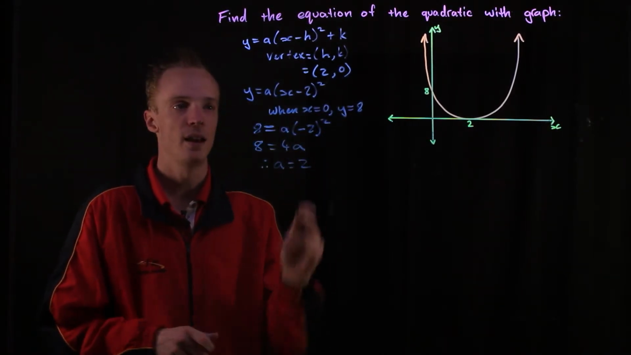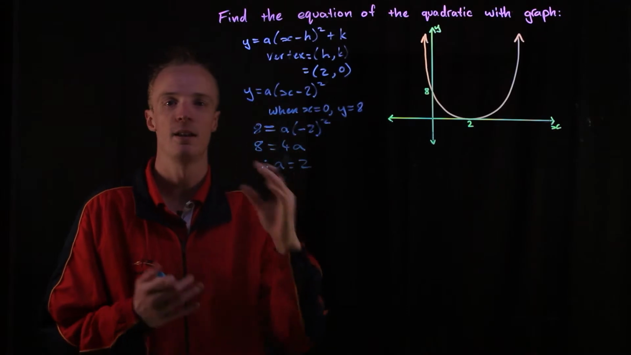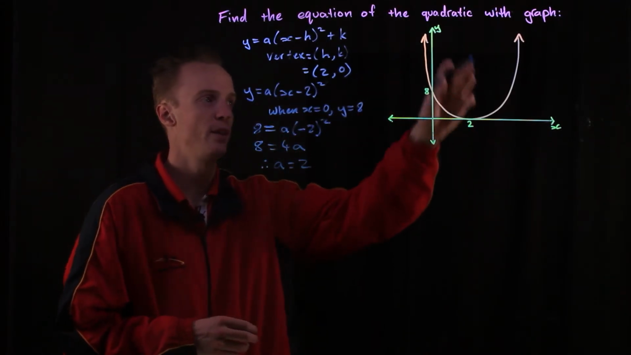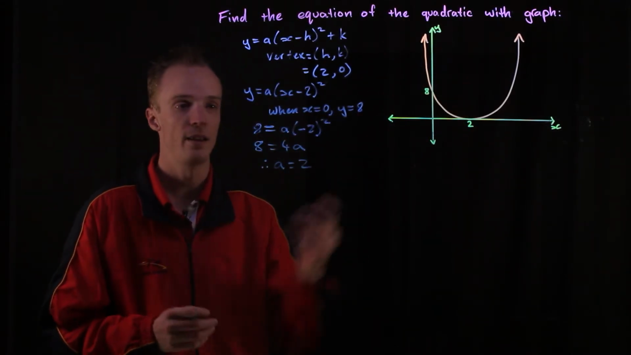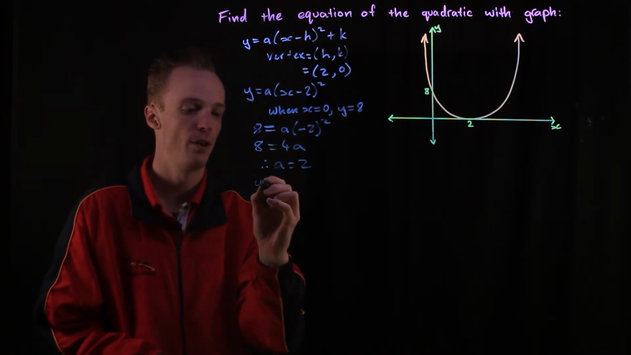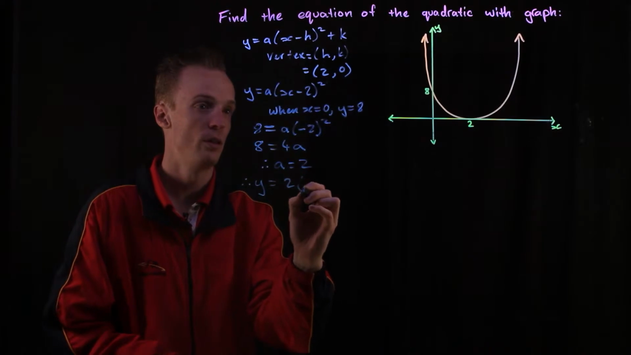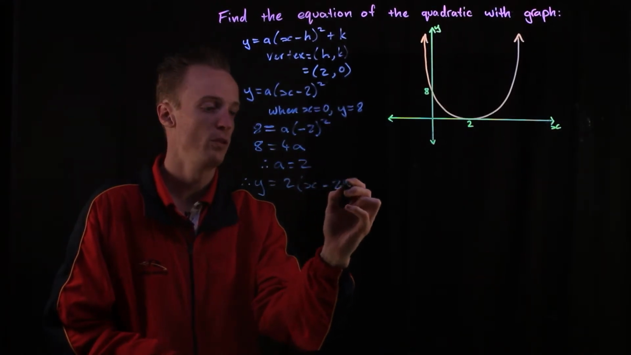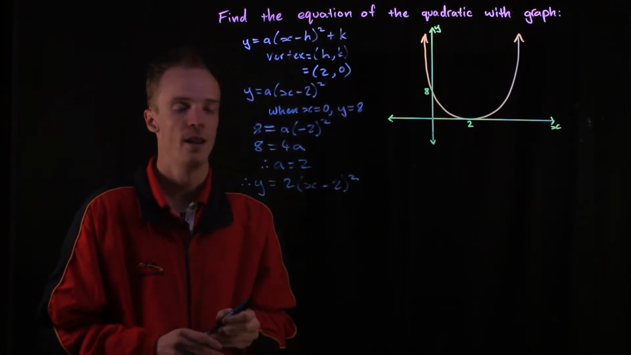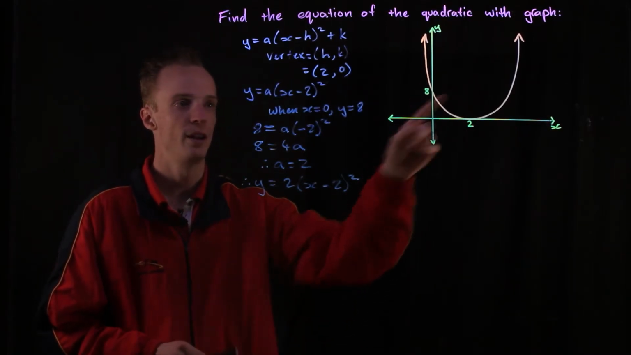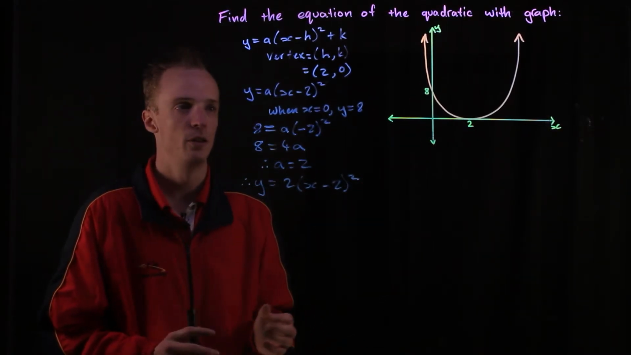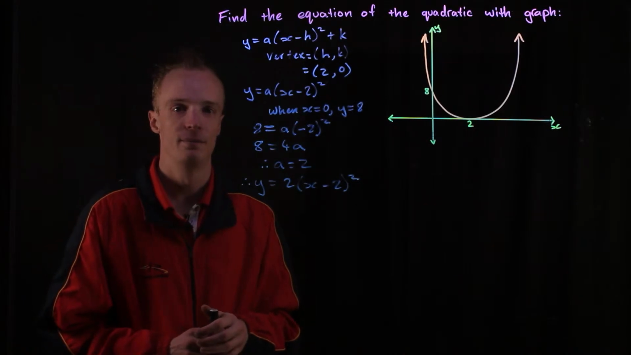Once I've found my a, I'll just substitute that back in, and I've found the equation that represents this quadratic on my graph. So therefore my y will be equal to 2(x - 2)². And that is the equation for my quadratic on the right here. But let's now have a look at another example of this.